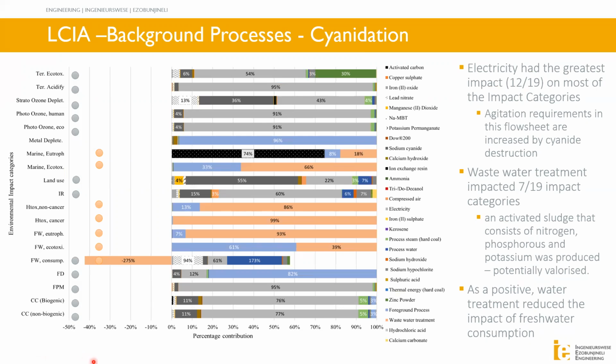Secondly, wastewater treatment, or effluent sent to wastewater treatment, which was incorporated into the flow sheet, had significant impact, and it affected 7 of 19 impact categories. Now, the wastewater treatment data set produces an activated sludge that contains nitrogen, phosphorus, and potassium. So despite their negative impact, these can potentially be valorized.